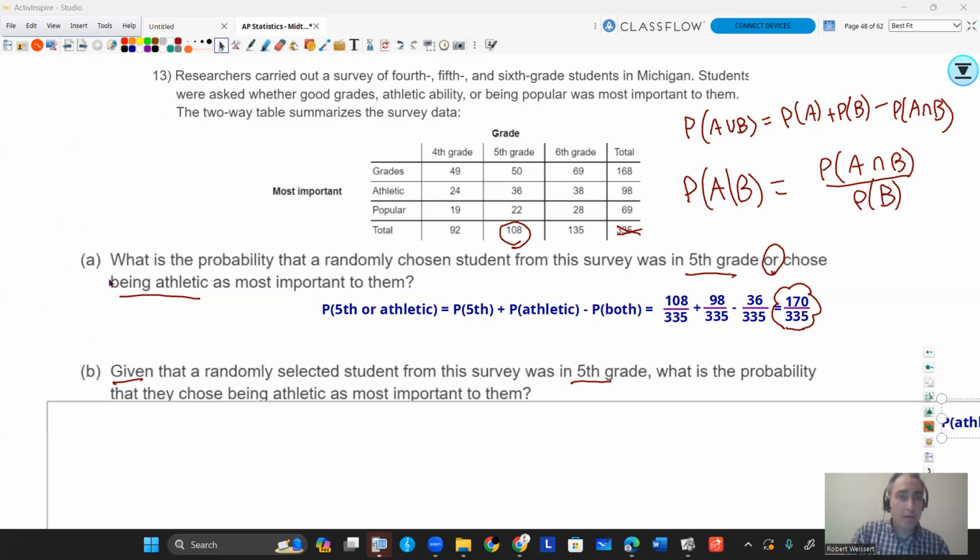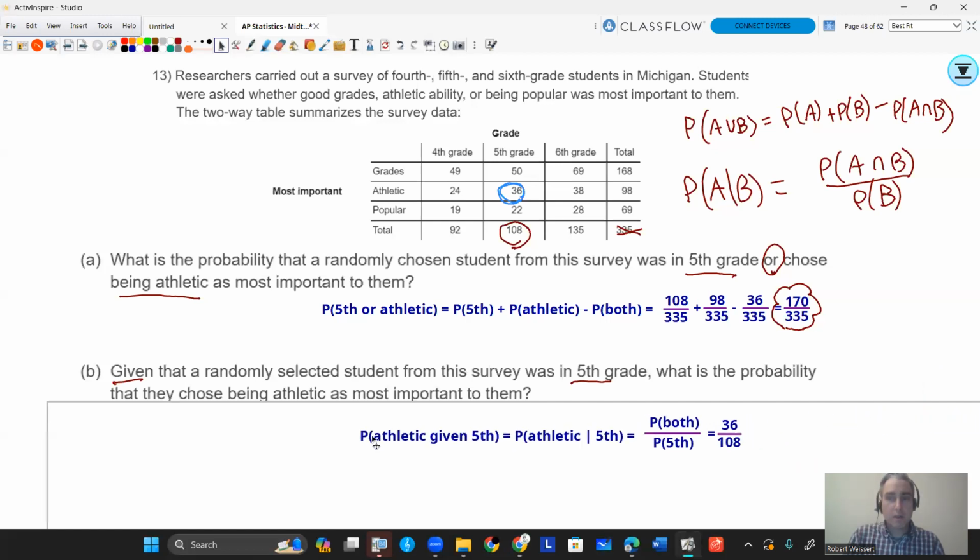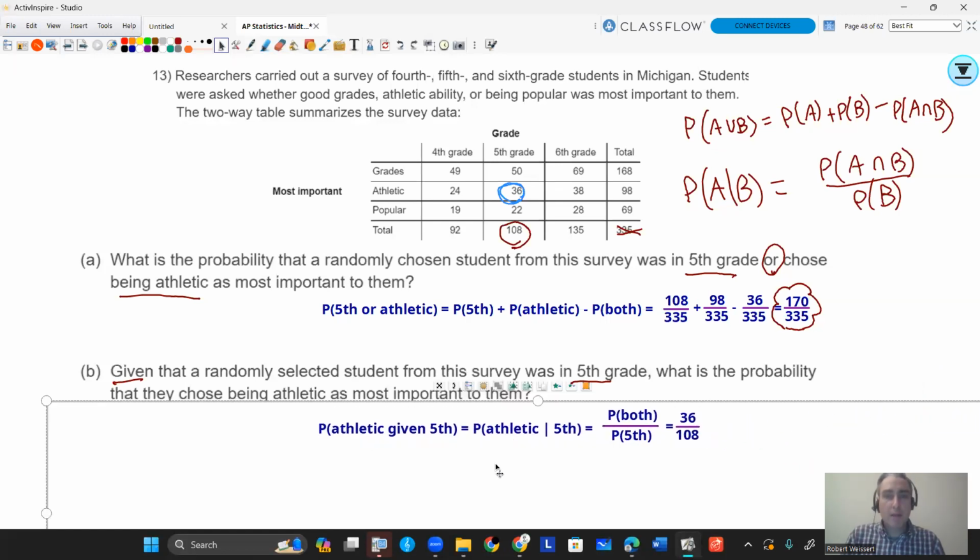The question says, what's the probability that they chose being athletic as the most important to them? So I want to go back and I find in this column, athletic, of those, just those fifth graders, is 36. So that fraction is simply going to be 36 over 108. So you'd set it up like this. Probability athletic given fifth, and remember it has this little line here to represent given. We do the probability of both, which is 36, over the probability of just the fifth grade, which is the 108.